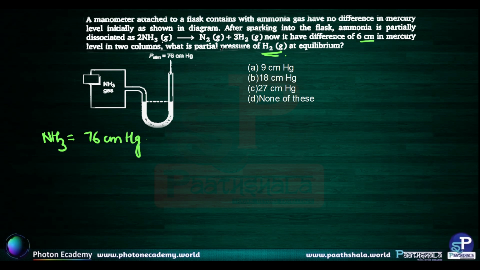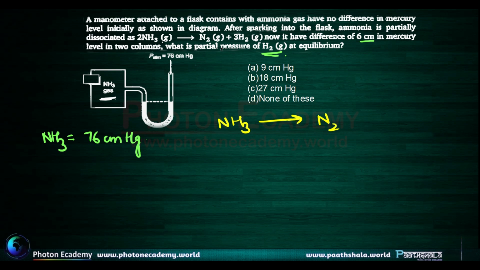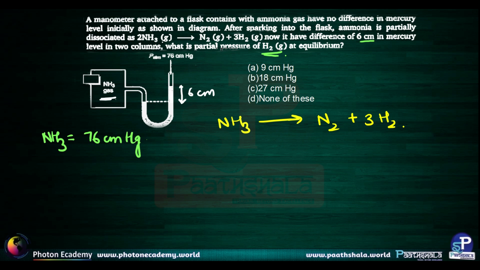Now, next they say that when there is a dissociation reaction inside, that is, ammonia gets broken down into N2 plus 3H2, what happens is that the level of mercury changes. That is, this level now rises and this difference comes out to be 6 centimeters. Now, the initial pressure of ammonia was 76 and initially there were no N2 and H2.